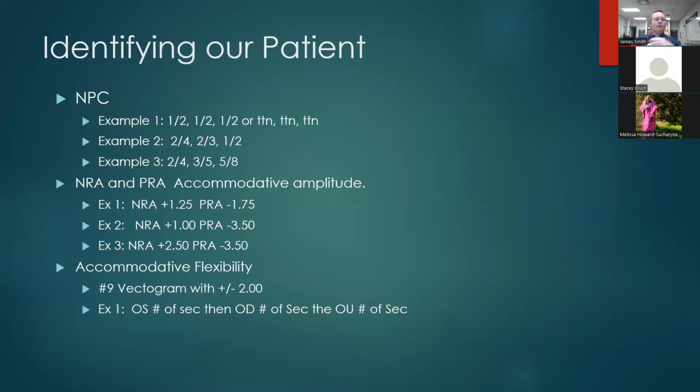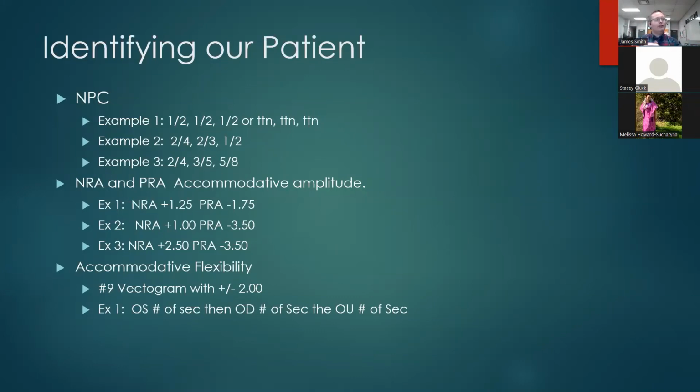And then the third example is what we'd like to see, that they can relax out plus 2.50. So if you're at Harmon's distance or 40 centimeters, a plus 2.50 is going to take them out to infinity. They're totally relaxed. Also a minus 3.50, they're able to bring that in quite close.